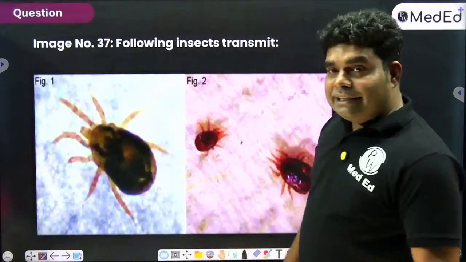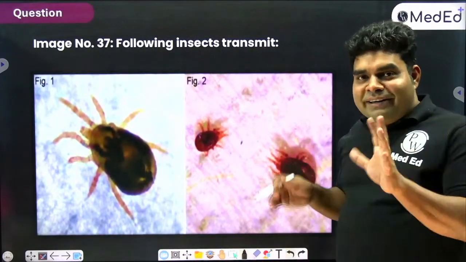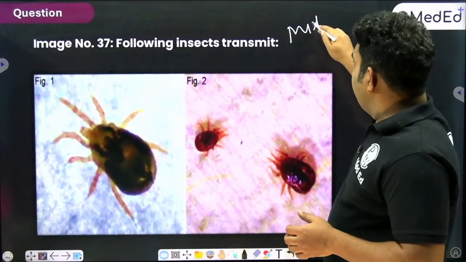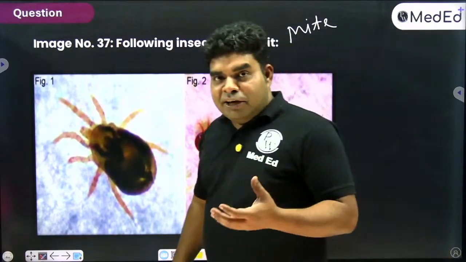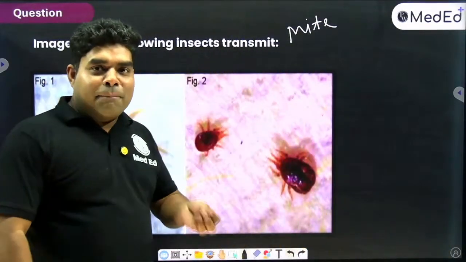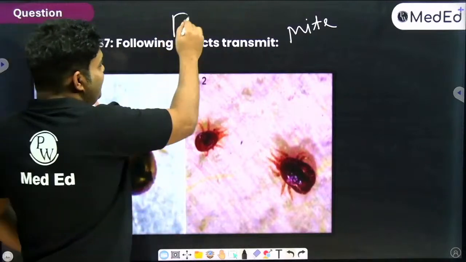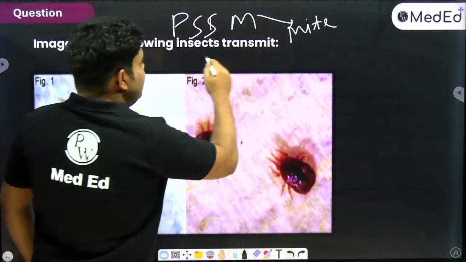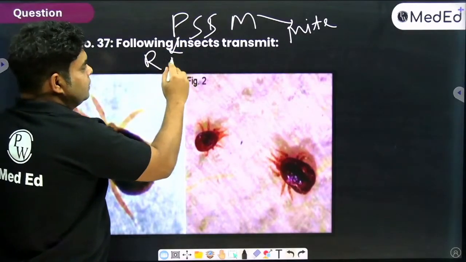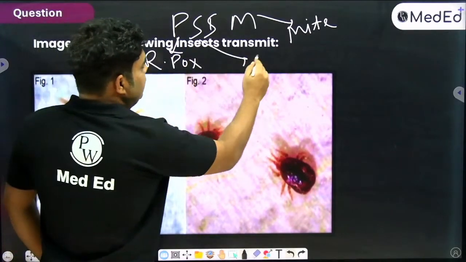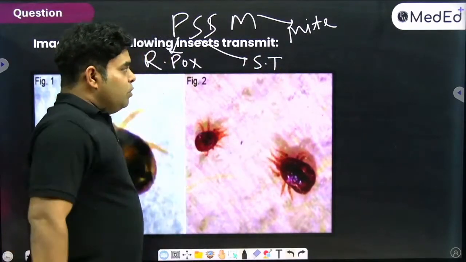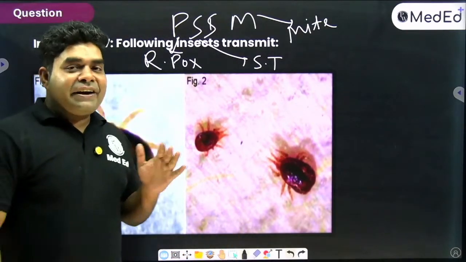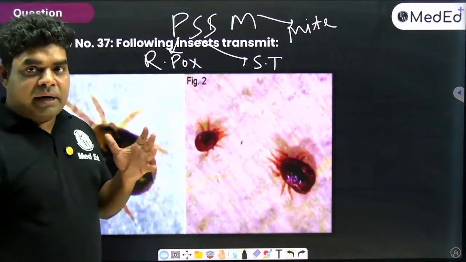Chalo. This is the glowing transparent mite. To remember diseases transmitted by mite, in my MBBS I used to make this mnemonic PSSM, because I used to hate this subject a lot. M is for mite. P is rickettsial pox. S is for scrub typhus, which is caused by Orientia tsutsugamushi and transmitted by trombiculid mite, a separate type of mite.